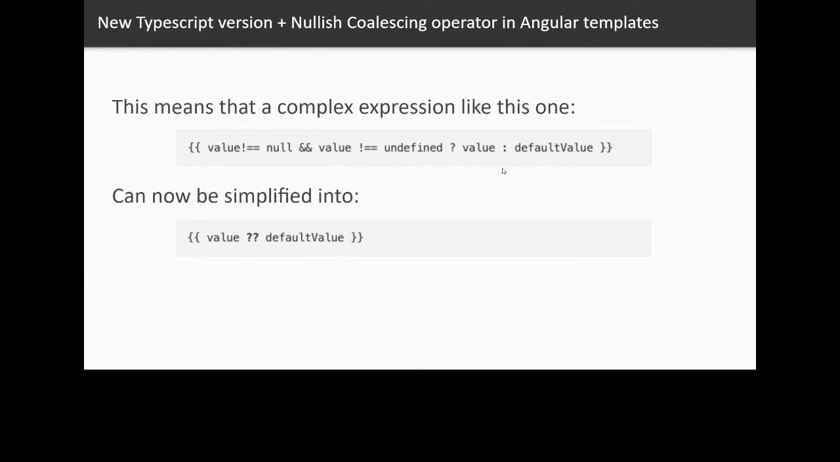Now with the nullish coalescing operator in your templates, you can just do that value, double question mark, and then default value. So if the value is defined, not null, then the value would be displayed. Otherwise, we would use the default value instead. So it does simplify the syntax a lot, and it is a really nice addition to our Angular templates.